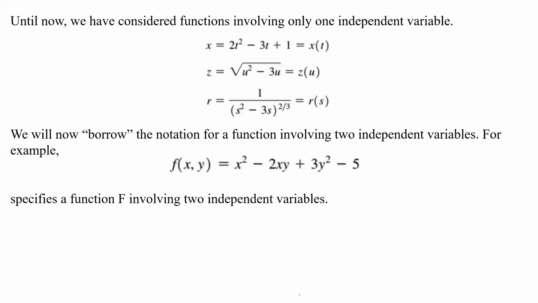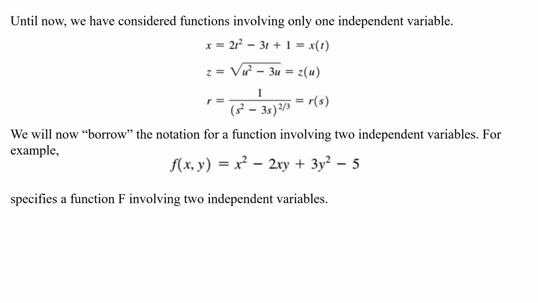Until now we've considered functions involving only one independent variable, usually x. That was x equal to 2t squared minus 3t plus 1, our x of t. Or we could have z, the square root of u squared minus 3u, which was z of u. Or r was 1 over s squared minus 3s all to the 2/3 power, and that would be r of s.